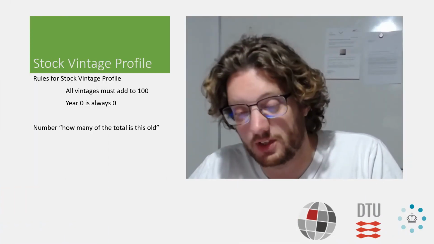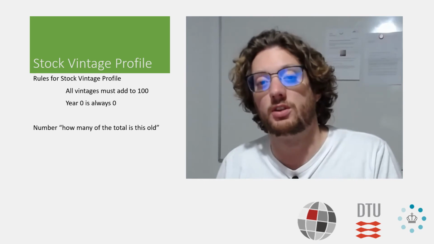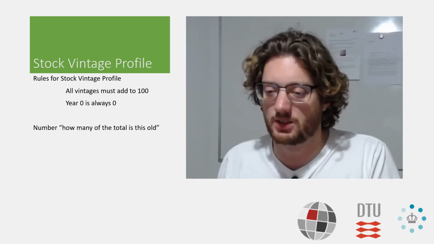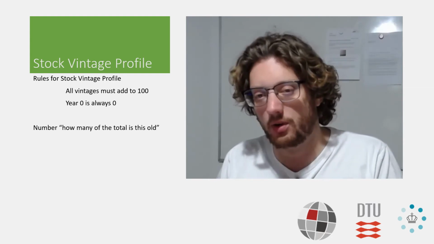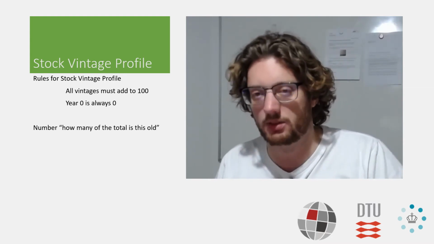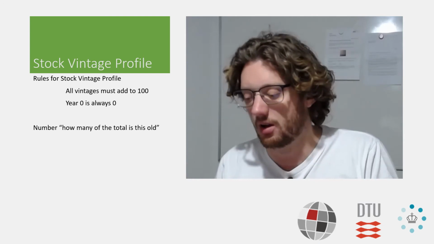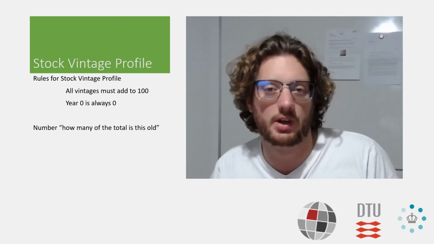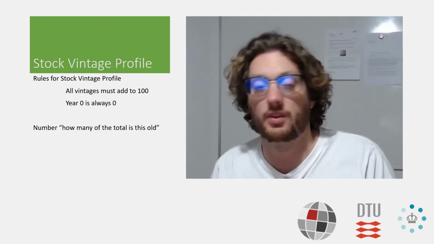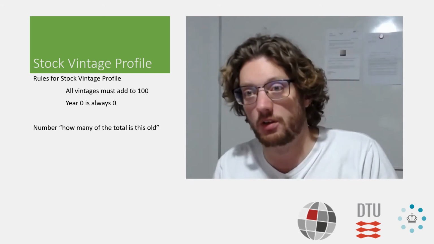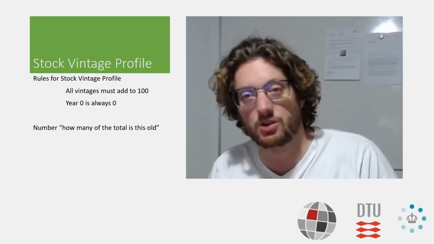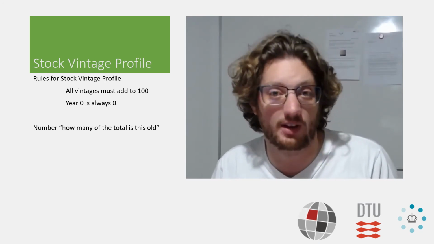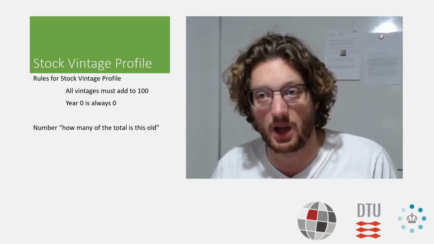So the stock vintage profile is the profile that goes into the past, and that means you basically say, of all the products we have of this category, let's call that refrigerators, how many of them are from a year ago, 2 years ago, 3 years ago, and so on. So that means a few things. First off, all these vintages going backwards have to sum up to 100, because it's 100% of the total stock we have right now.